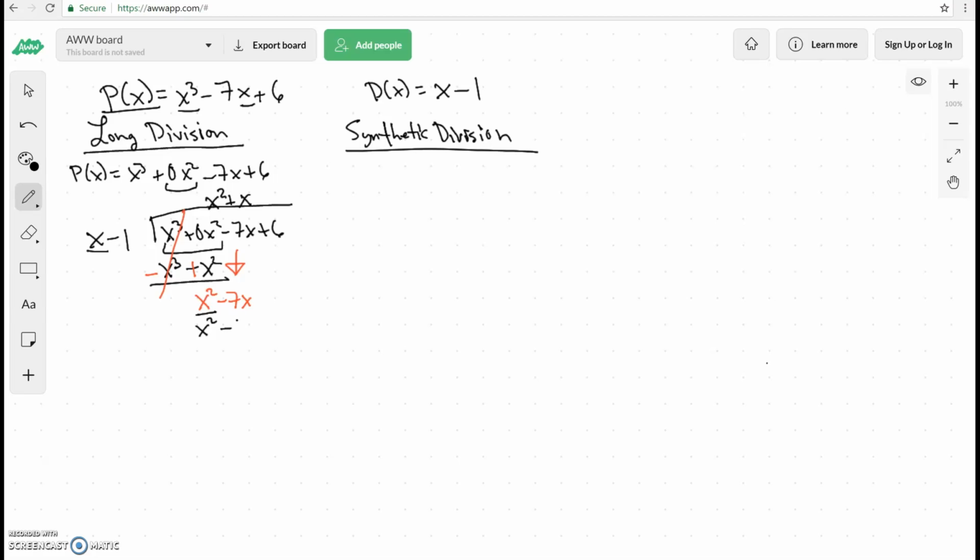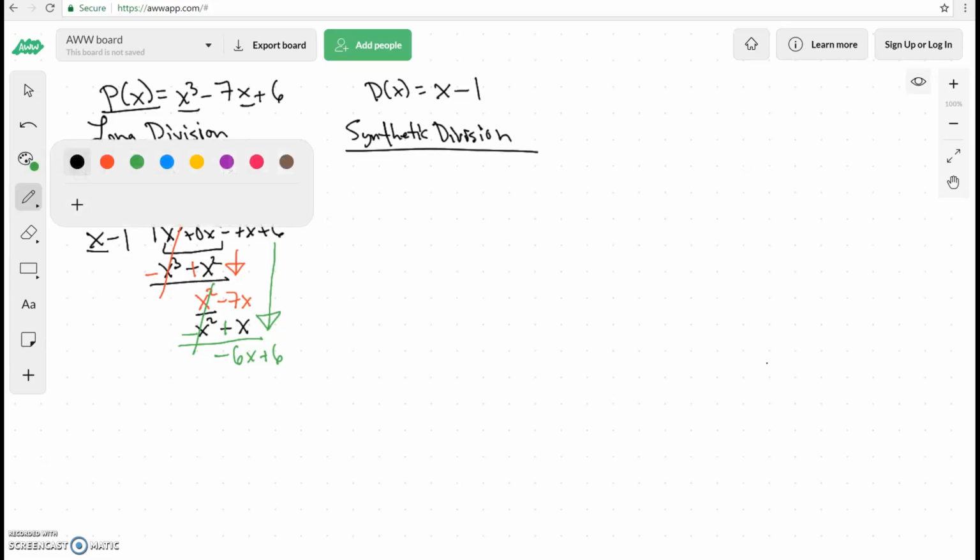Then I'm going to get negative x. Remember, everything is going to change sign. So now this is going to be a negative. This is going to be a positive. Now see how this goes away. I have a negative 6x, and then now I'm going to bring down the 6. So this is going to be a positive 6.